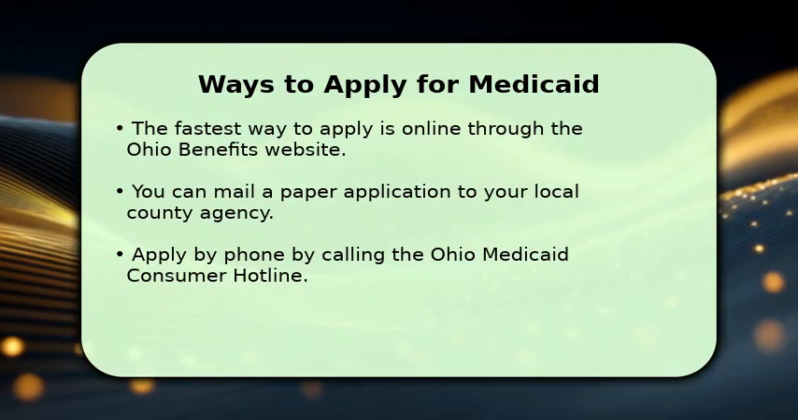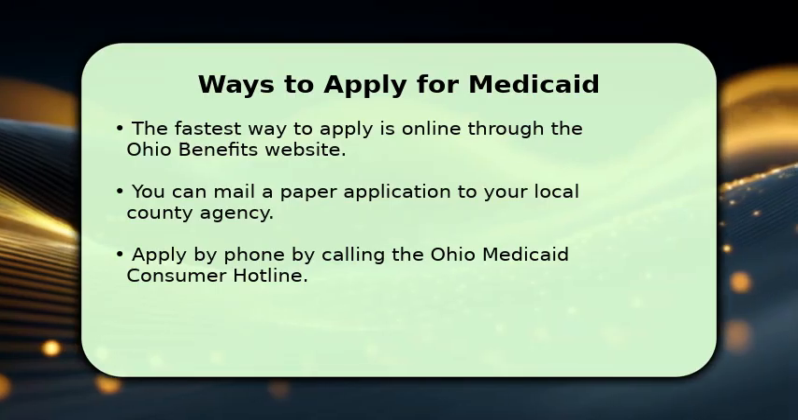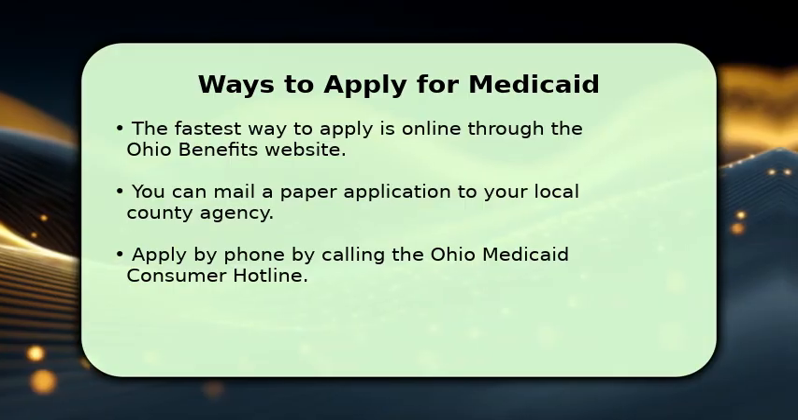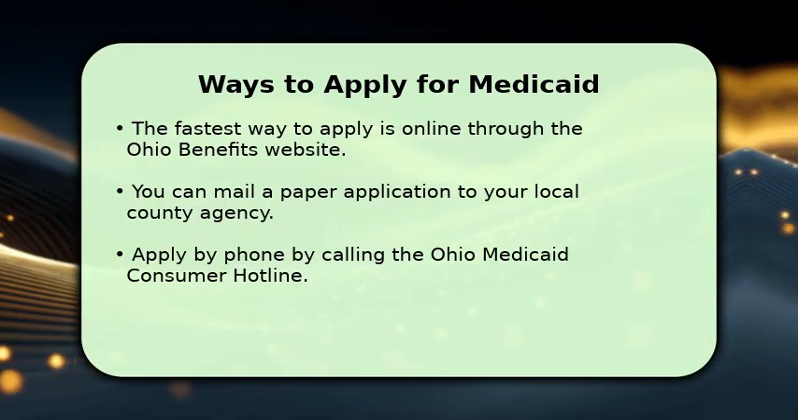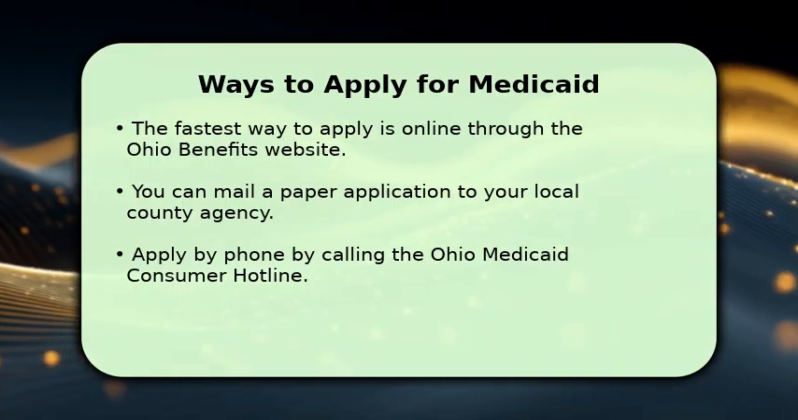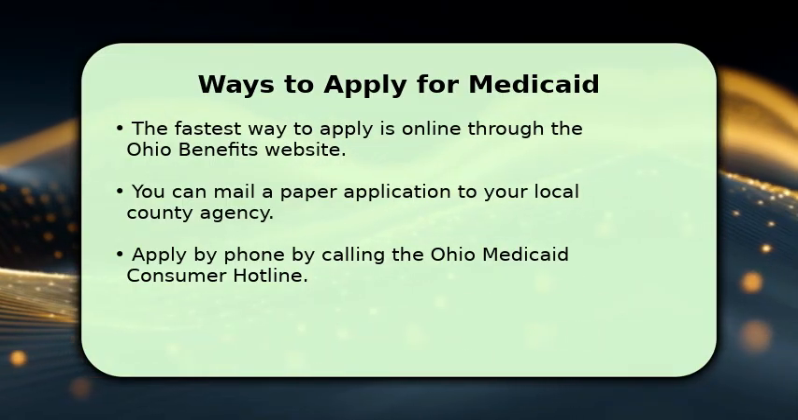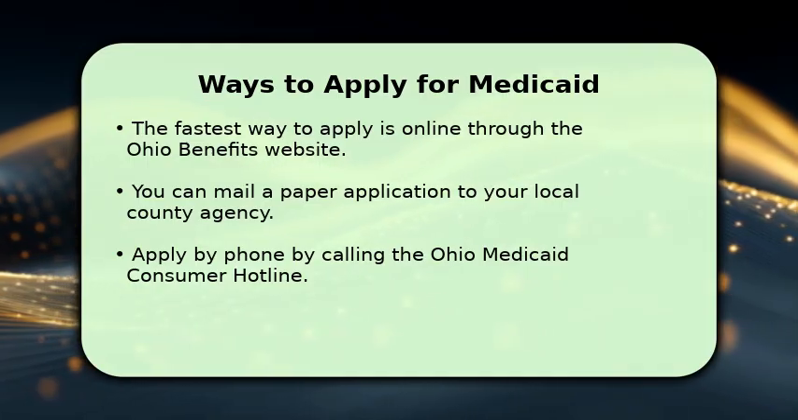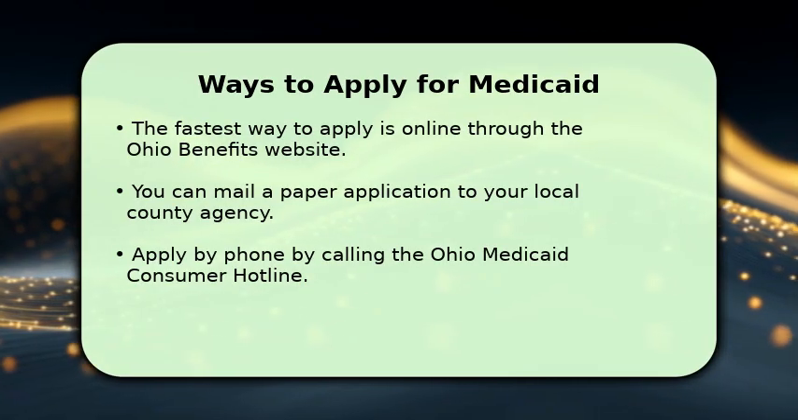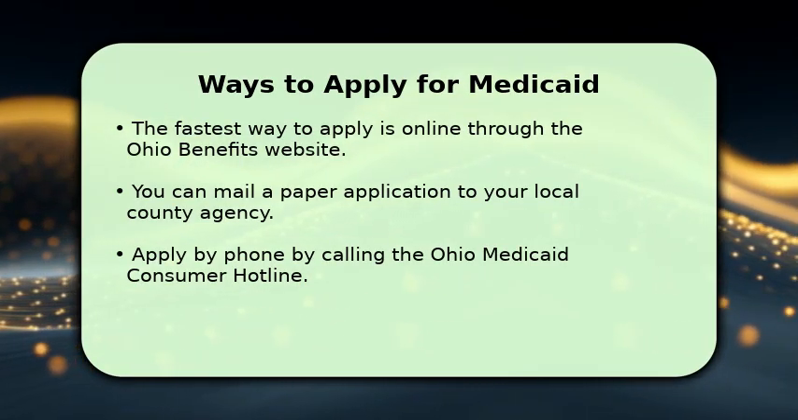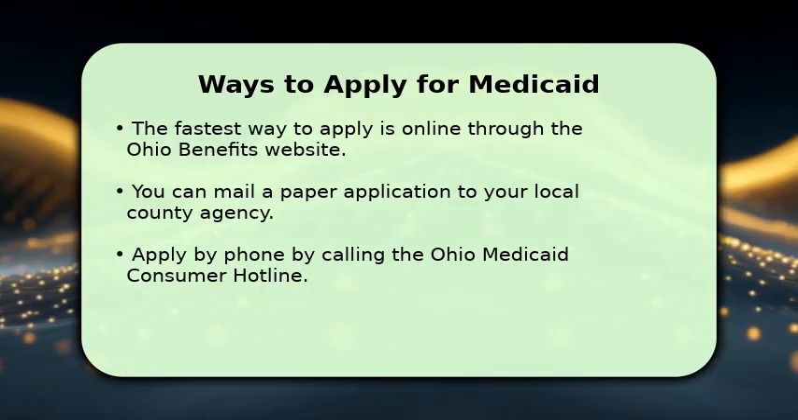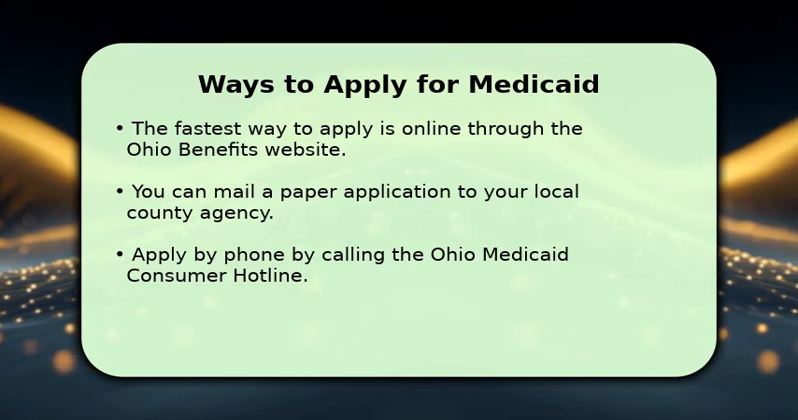There are several convenient ways to apply for Ohio Medicaid. The quickest and most recommended method is online through the Ohio Benefits website, which allows for electronic submission and faster processing. Alternatively, you can download a paper application, complete it, and mail it to your county Department of Job and Family Services. For those who prefer, applying by phone is an option by calling the Ohio Medicaid Consumer Hotline. You can also apply in person at your local county agency.